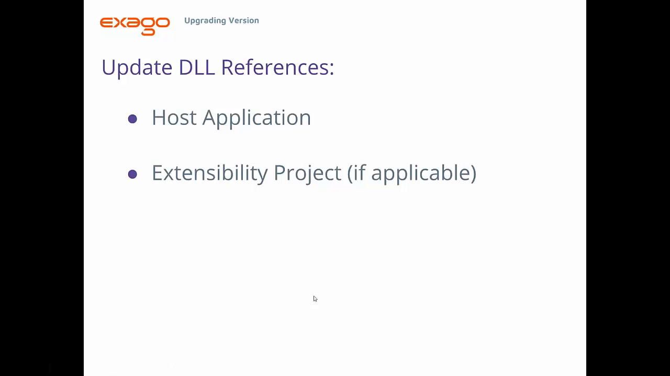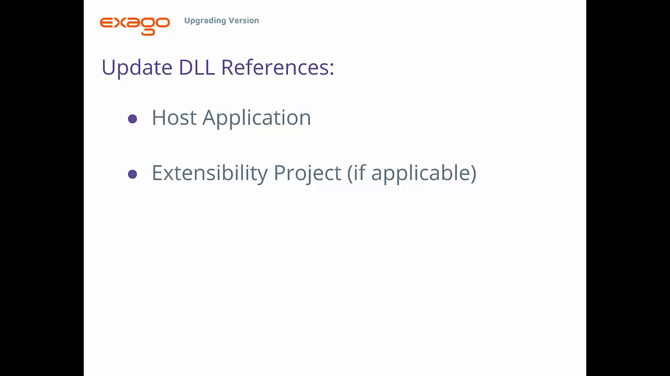And then the last step here for updating is to update the host application so that it knows to point to the new Exago installation. So if we're updating versions, we're going to update the host app in its web config or app settings file so that it calls to the correct version of Exago.